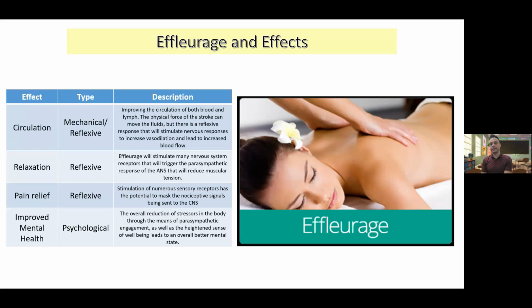So relaxation is, again, a reflexive effect, which we could also say is psychological, right? Because of the stimulation of the nervous system, which can then trigger the parasympathetic response of the autonomic nervous system, it can reduce muscular tension. It can reduce stress levels and stress hormones in the body. And we'll take a look at some of the other systems too, where relieving muscular tension, there are some studies to show, actually increases relaxation in patients as well.